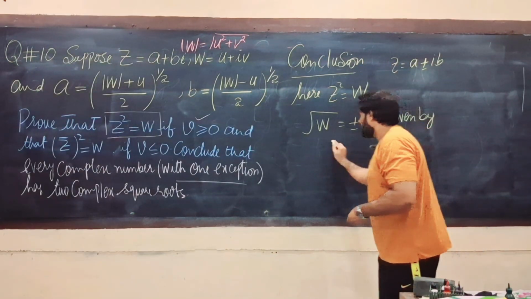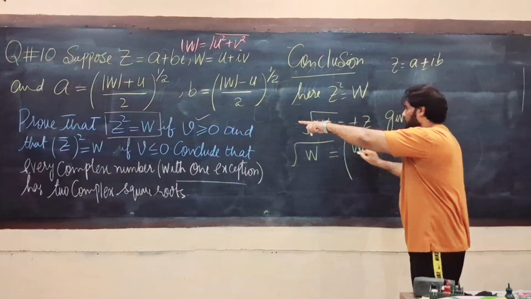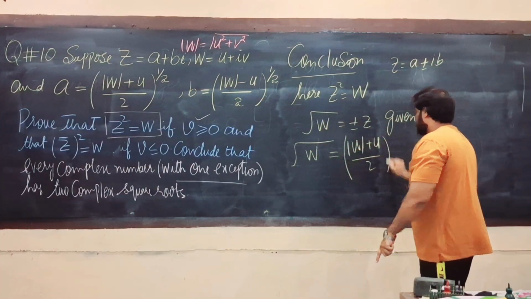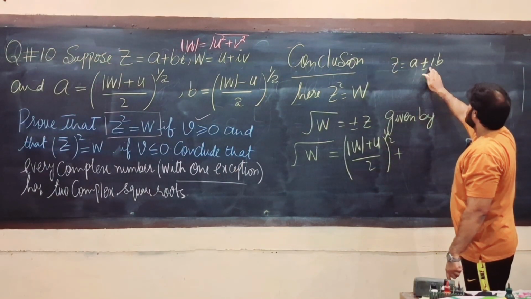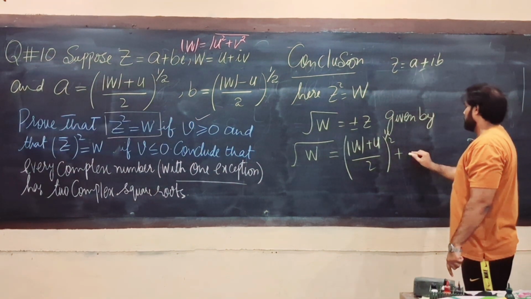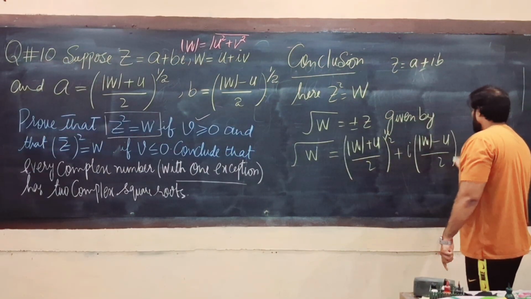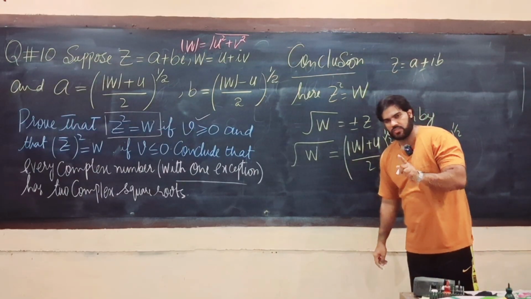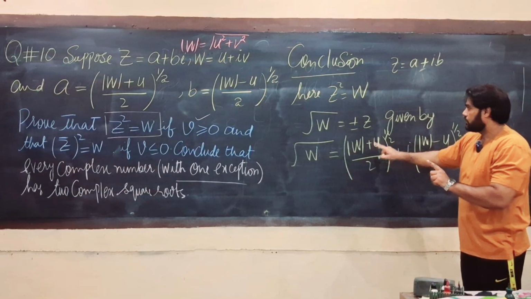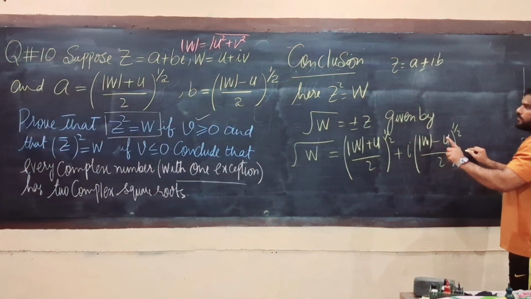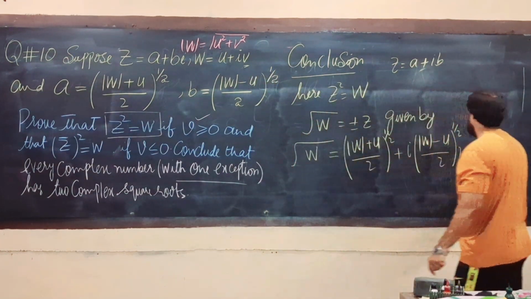So the square roots of this complex number are equal to, what is the value of a? The value of a is given by the square root of magnitude of W plus U over 2, plus iota. What is b? b is the square root of magnitude of W minus U over 2. So this is the first square root of complex number W in terms of W and U. This is possible when the imaginary part of W, that is V, is greater than or equal to 0.